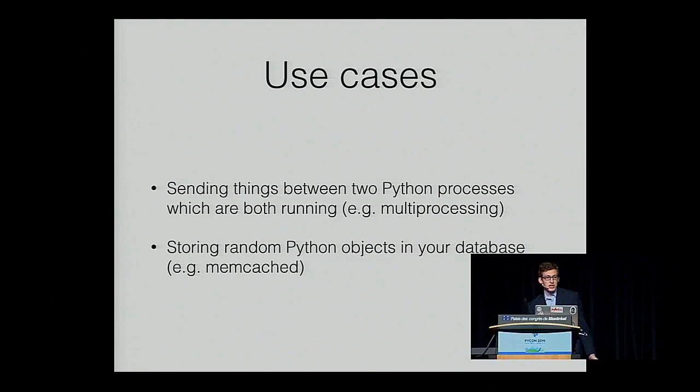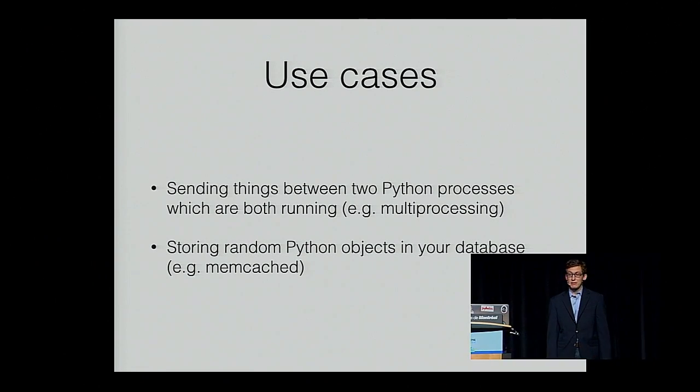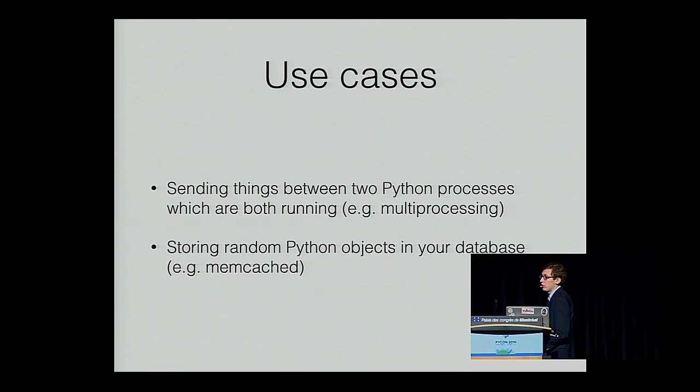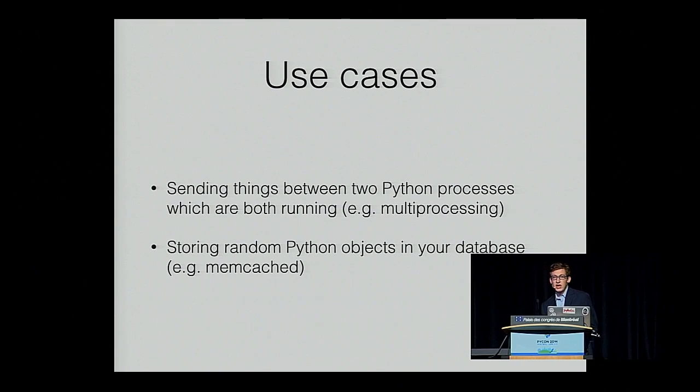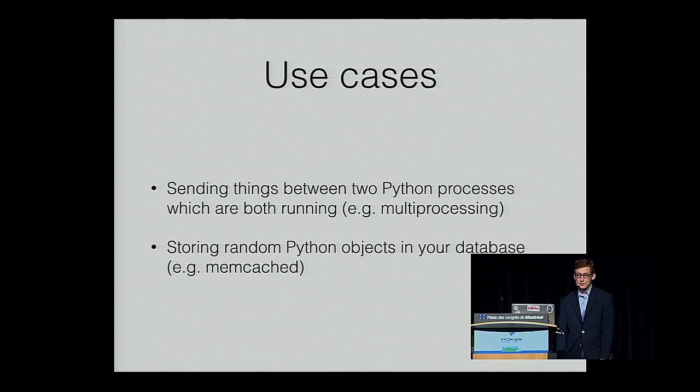There's a couple major use cases for this. For example, you might have two Python processes running at the same time, and you want to send stuff between them. So this is exactly what the standard library multiprocessing module does. It creates a pipe between the two processes, pickles things, and sends them across it.